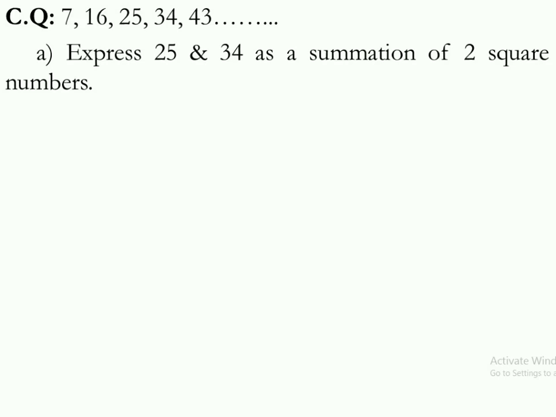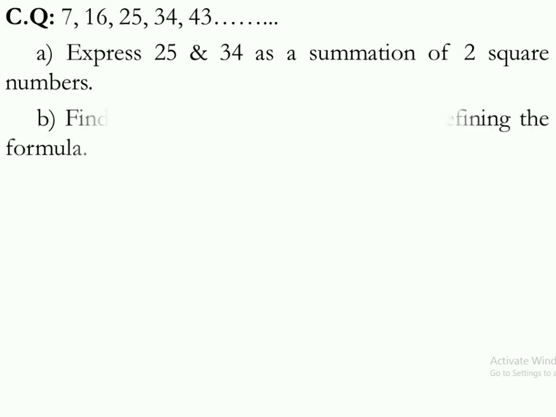Now here is your creative question. 7, 16, 25, 34, 43. So that is our stem for the CQ. Now let us look at the question. First of all, express 25 and 34 as a summation of two square numbers. As we know, this can come from the stem or any portion of the book. This could be related with the stem or not. Both are correct.